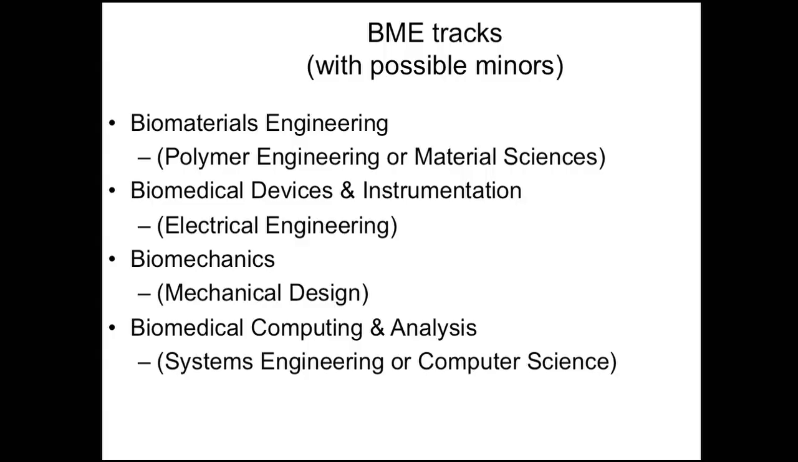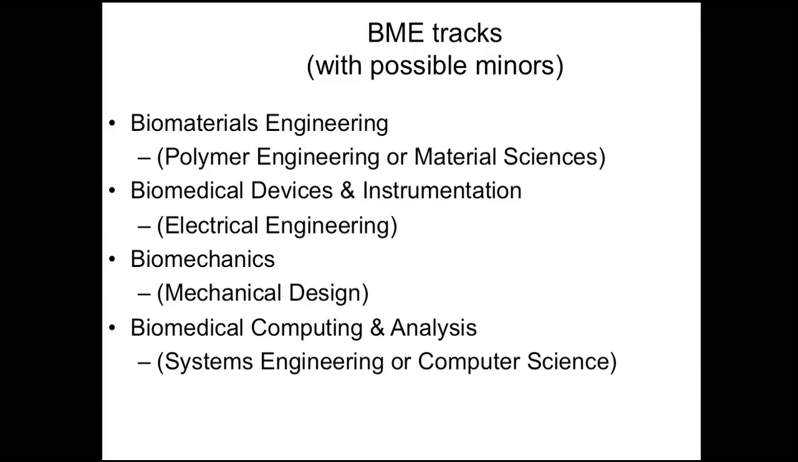So in each of these years, you now will have more advanced courses, not only in biomedical engineering, but you'll also have them with respect to the specialty areas that are related to the tracks within biomedical engineering. So with respect to the tracks, there are 4 major tracks. Each track has a different kind of emphasis. The biomaterials engineering track has an emphasis more on chemistry. It also can lead to minors in polymer engineering or material sciences.